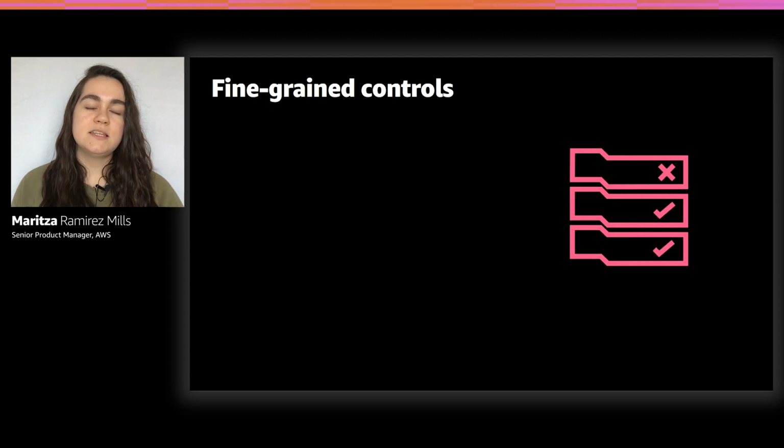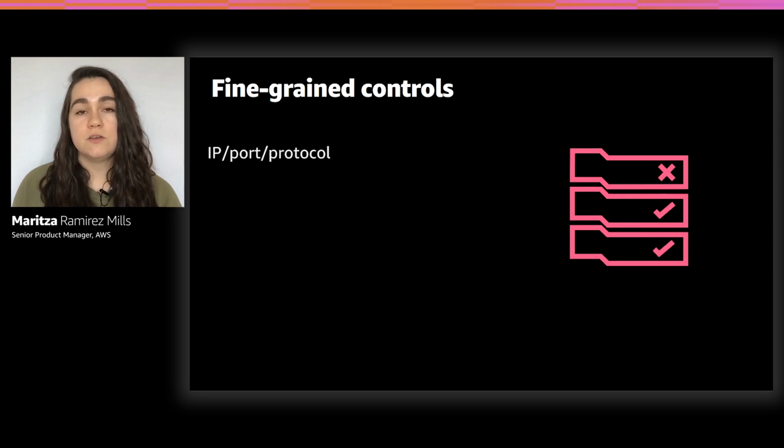So now let's dig deeper into the fine-grained controls that you have with AWS Network Firewall. Starting with the basics, you do have the ability to control access by IP, port, and protocol, similar to security groups and network ACLs in your VPC today, with the main difference being that the number of IPs and CIDR ranges that you can bring scales into the tens of thousands.